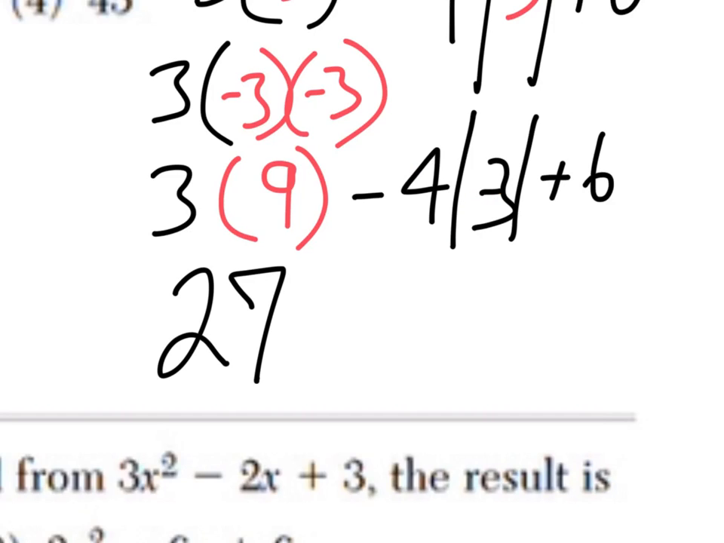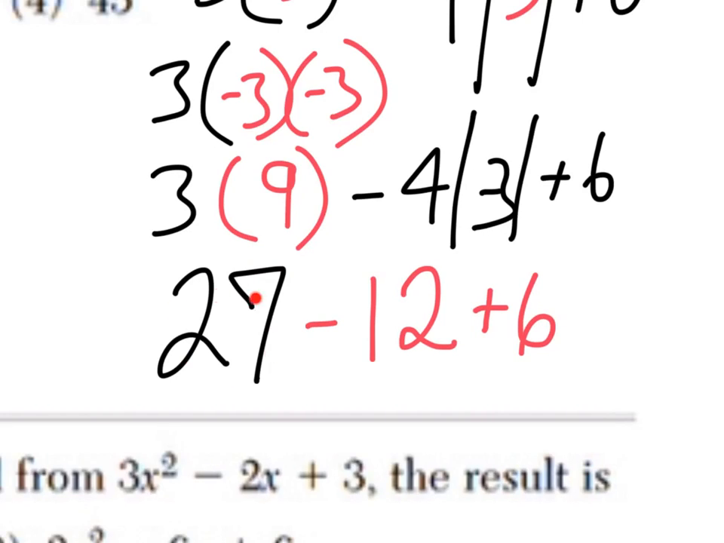Times, and this is the absolute value of 3, but the absolute value is the distance from 0, so the absolute value of negative 3 is also 3. So 3 times negative 4 is going to give us negative 12, plus 6. So now we've got to do just a little bit of addition and subtraction. We can go from left to right.